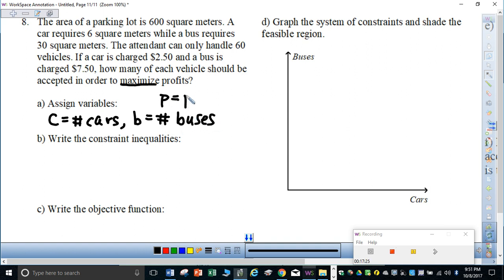P can represent profit. All right, so let's think about some of our constraints. It says the attendant can only handle 60 vehicles. So the number of cars plus the number of buses must be less than or equal to 60.